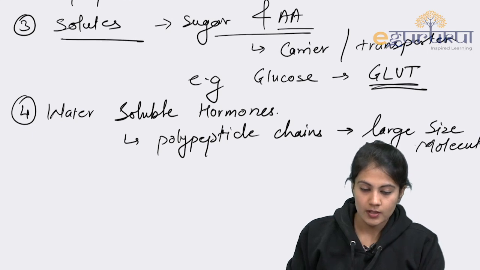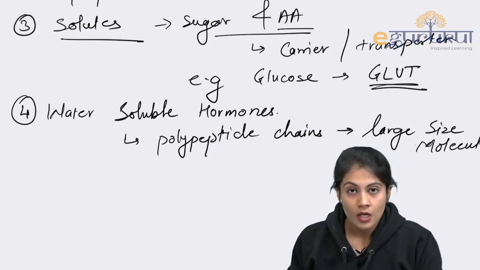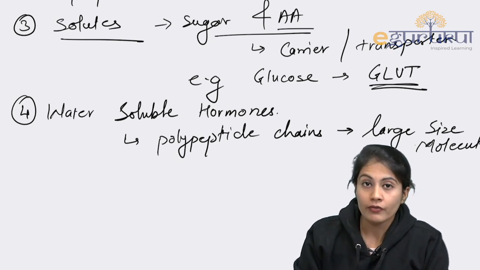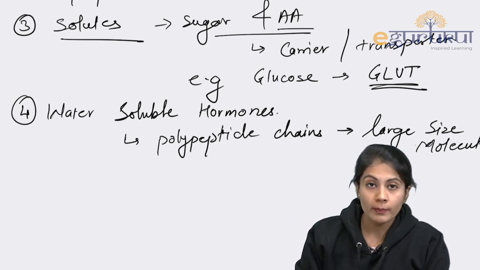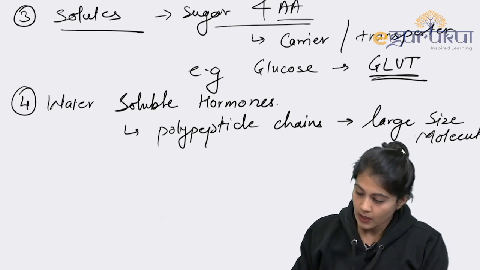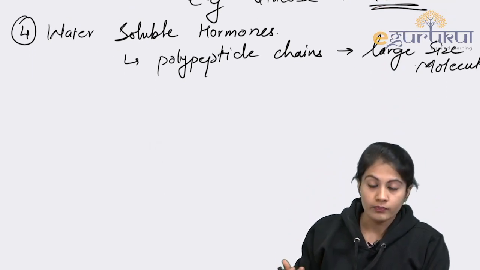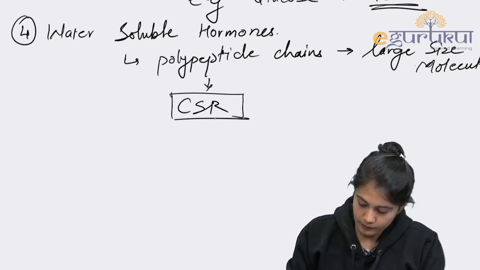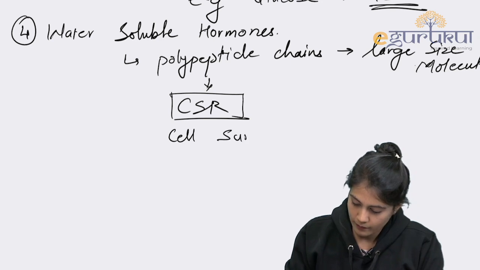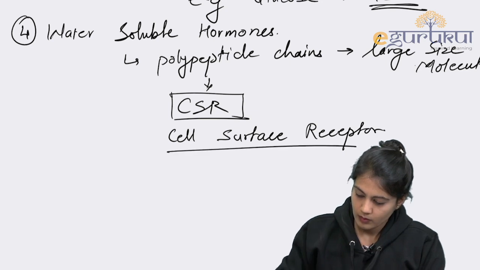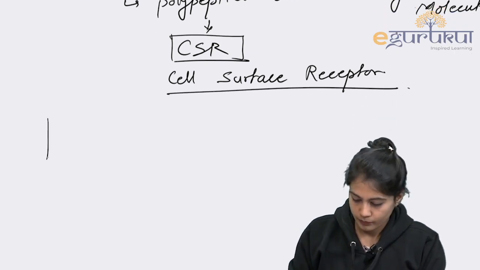They are big in size, so they cannot go through the cell membrane, right? The cell membrane is 7.5 nanometer. So if the polypeptides are bigger than that, what will happen? It is not economical to send them inside to have their action. So what we do is we insert a cell surface receptor for them, right?